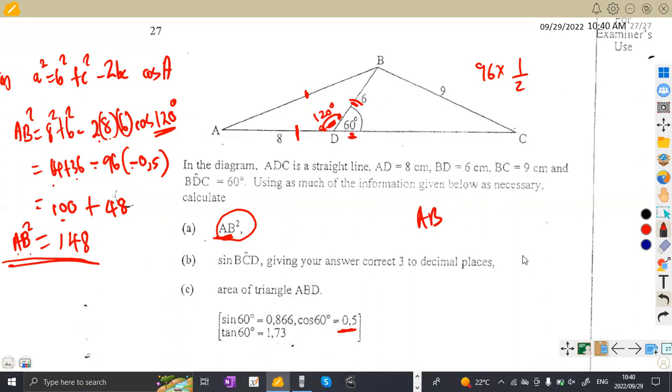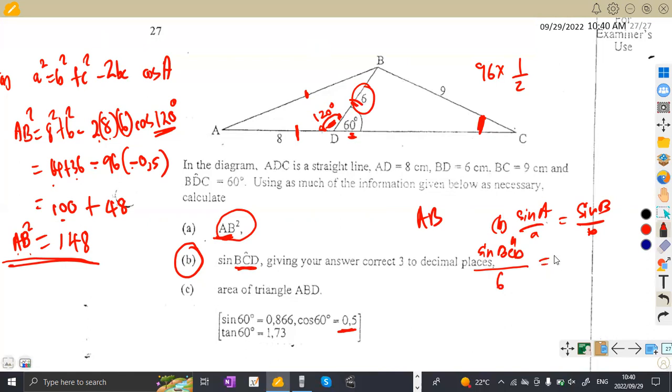Then we can move on to the other part, the value of sine BCD, giving your answer as a decimal. So this is BCD here, sine BCD, which means you're going to refer to the sine rule. So remember, guys, our sine rule is sine of A over A, which is equal to sine of B over B. In this case, we need sine BCD, this one. So it's going to be sine BCD over the corresponding side. BCD corresponds with 6. So it's over 6, which is equal to sine the corresponding 60 degrees over its side, which is 9.